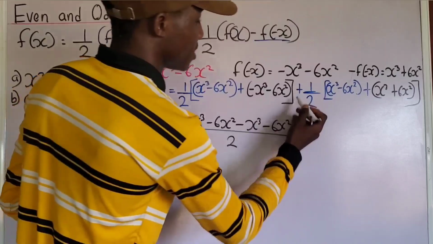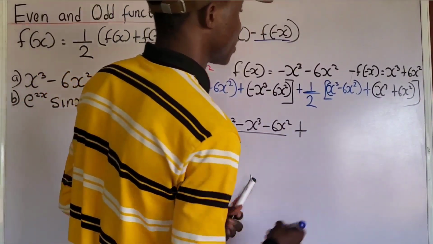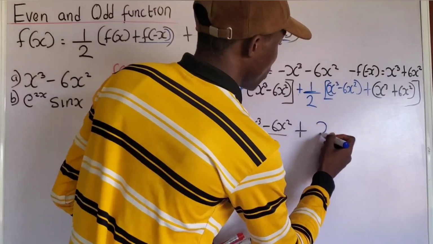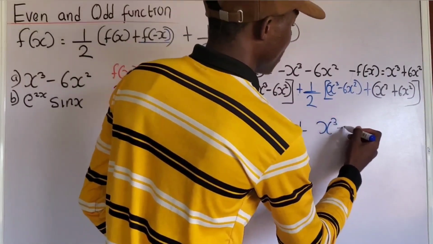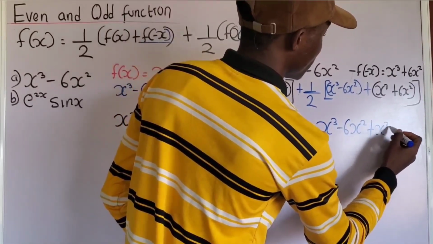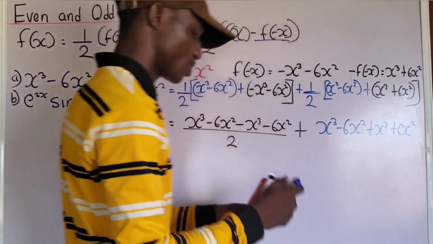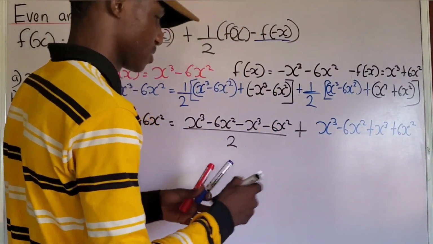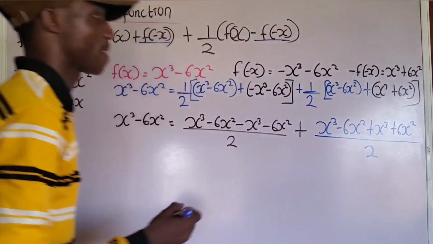Let's simplify. So you're going to have here x to the power of 3 minus 6x to the power of 2 minus x to the power of 3 minus 6x to the power of 2, all over 2. This addition sign, bring it here, plus. Now let us simplify the other side as well. We're going to have x to the power of 3 minus 6x to the power of 2 plus x to the power of 3 plus 6x to the power of 2. You understand? So now, all these divided by 2 as well.